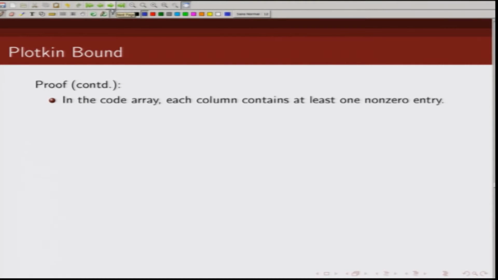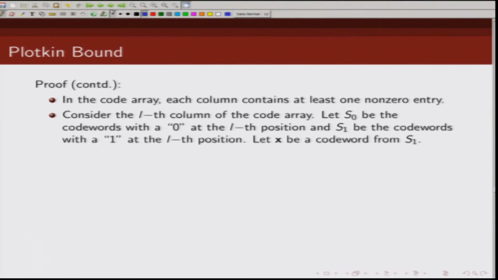So, we have a code array where there is at least one non-zero element. Let us denote by S0 the set of code words that have 0 at the ith location, and S1 the set of code words which have 1 at the ith location. And let us pick up a code word X which belongs to this set S1, which has 1 at the ith location.